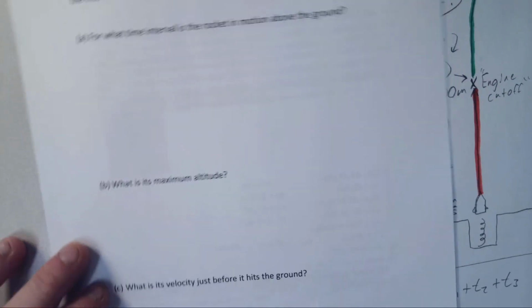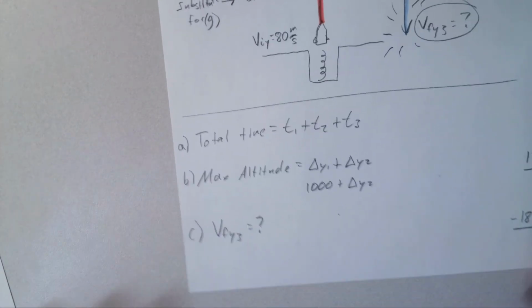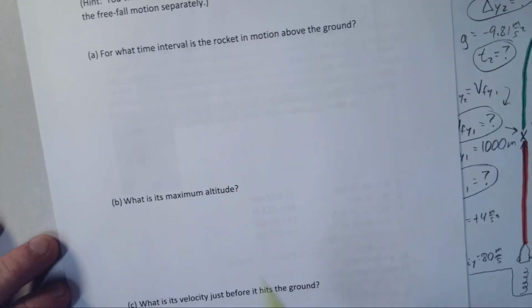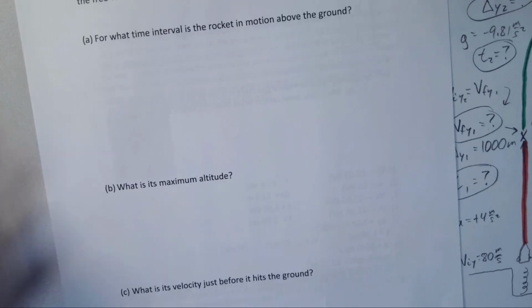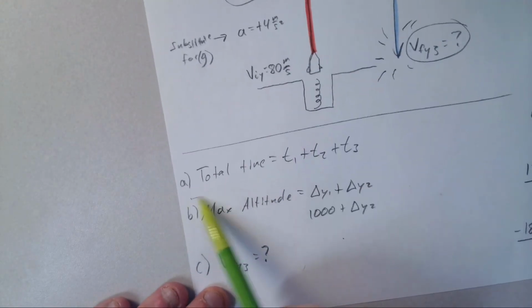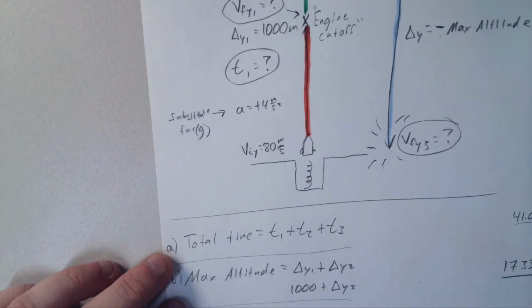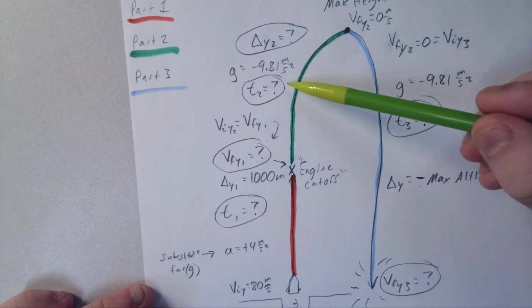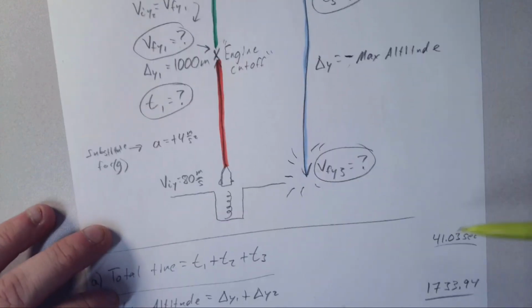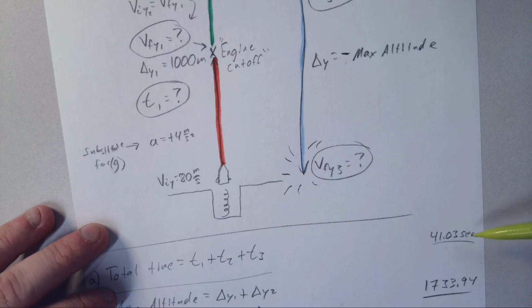I recommend you do this on a separate piece of paper and just have red part, green part, blue part. That's what people are doing. Or if you're going to use this, just cross out A, B, and C and just solve for the red part, green part, and blue part. But also remember you have to solve for that, that, and that. So the total time should be T1 plus what you got for T2 plus what you got for T3, and that should come out to about 41.03 seconds.